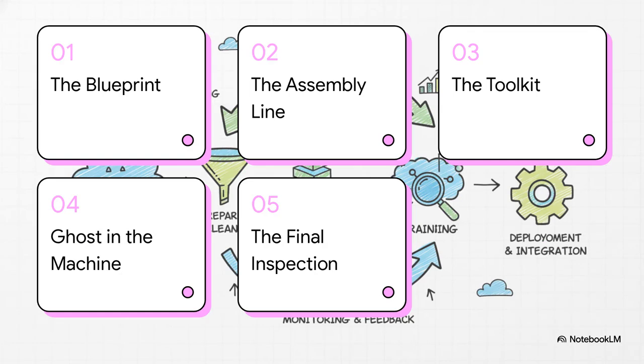We're going to break this whole thing down into 5 key stages. First up, we'll talk about the architectural blueprint. Then, we'll move on to the assembly line, where it all gets built. After that, we'll peek inside the toolkit that engineers are actually using. Then we'll investigate the ghost in the machine, and we'll wrap it all up with the final inspection.